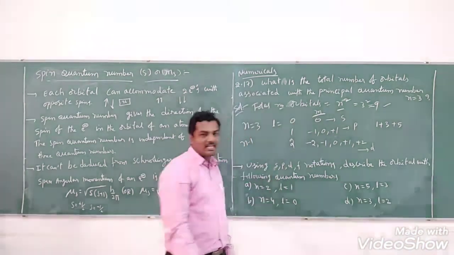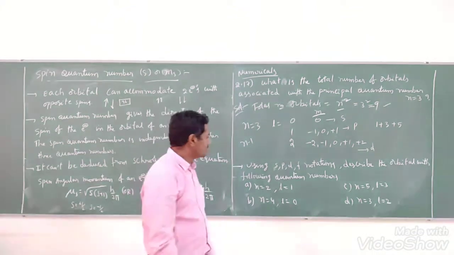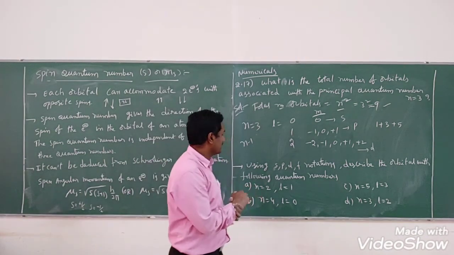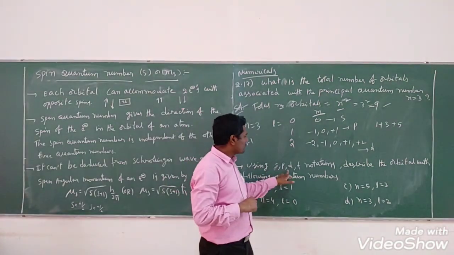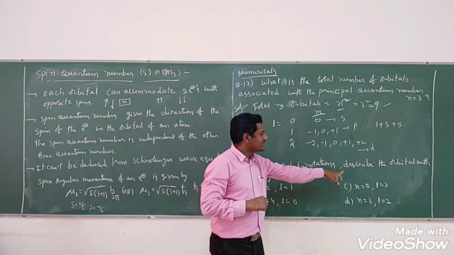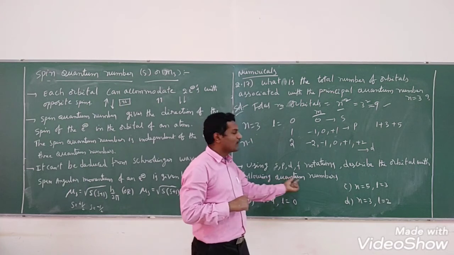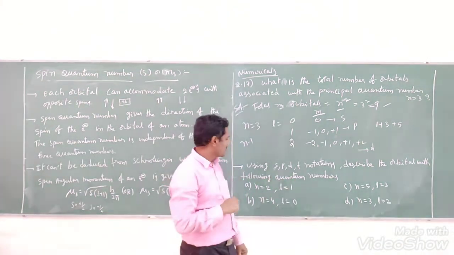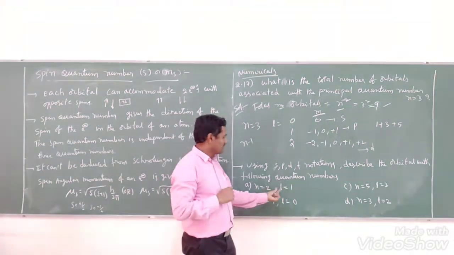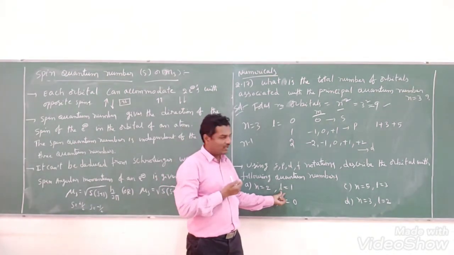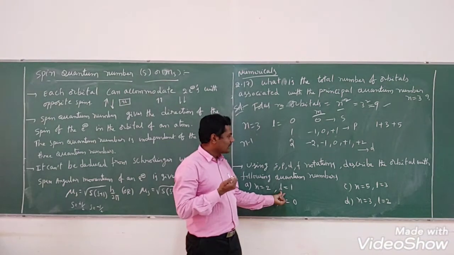That type of numericals they also ask. Easy and very, very important questions. So okay, fine. Then the next question: using s, p, d, f notations, describe the orbital with the following quantum numbers. See that. n value 2 given, l value 1 given. What is that orbital?